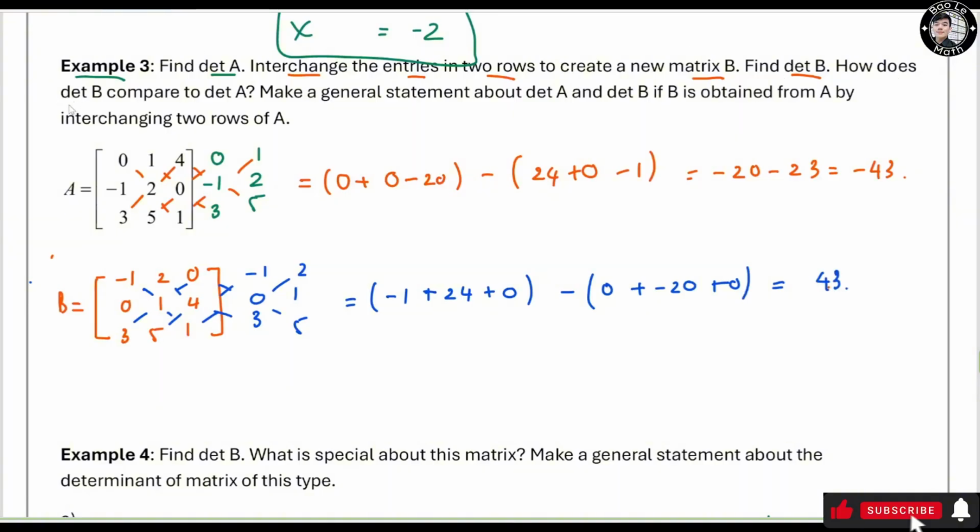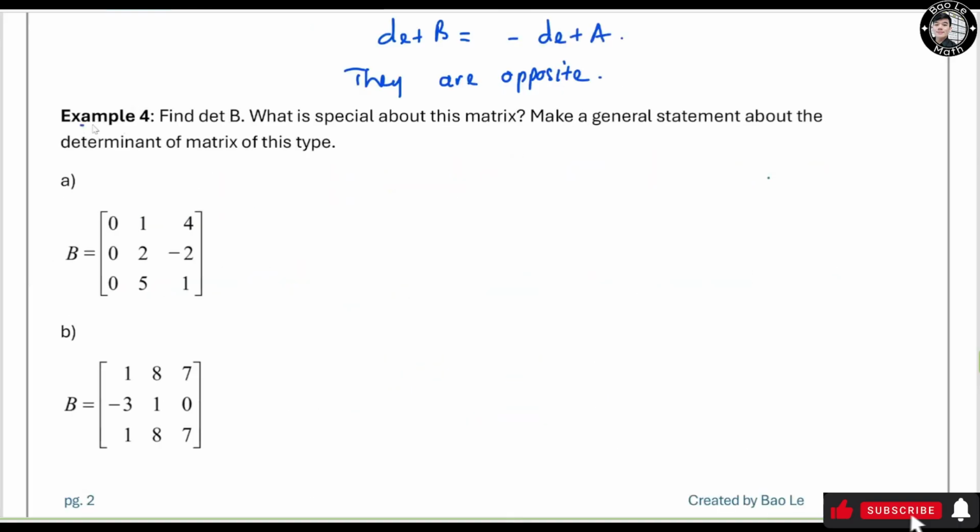How does determinant of B compare to determinant A? So, determinant B is negative determinant A, right? Make a general statement about A and B if B is obtained from A by interchanging two rows of A. If you interchange two rows of the matrix, the new matrix has determinant opposite to the original one, right? Now let's move on to example number 4. Find determinant of matrix B.